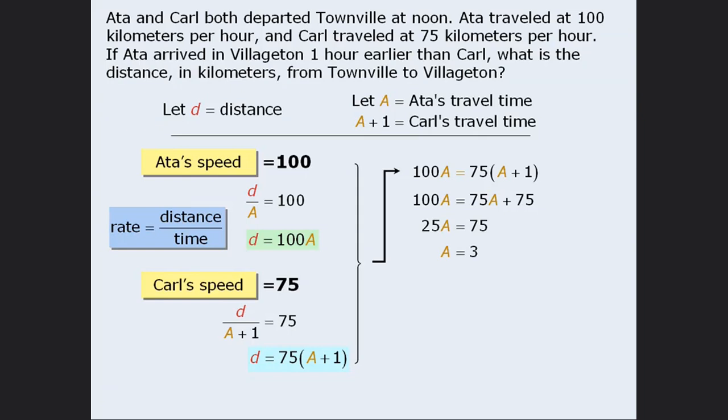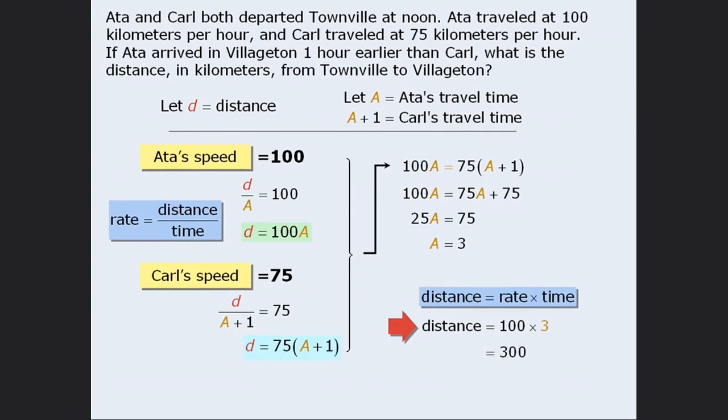This tells us that Ada's travel time was 3 hours. So to find the distance d, we can now apply the distance formula using Ada's travel information. The distance will equal the product of Ada's speed, 100 kilometers per hour, and his travel time of 3 hours. This equals 300, so the distance once again is 300 kilometers.